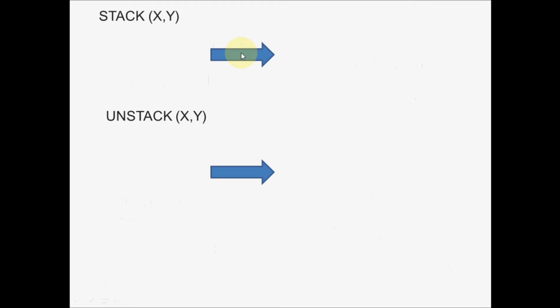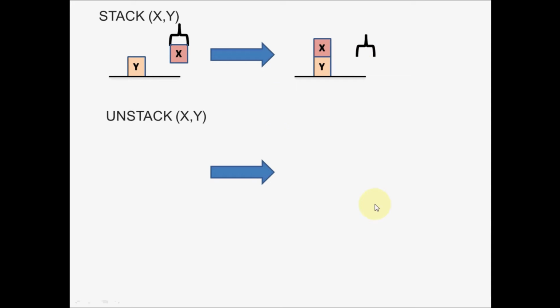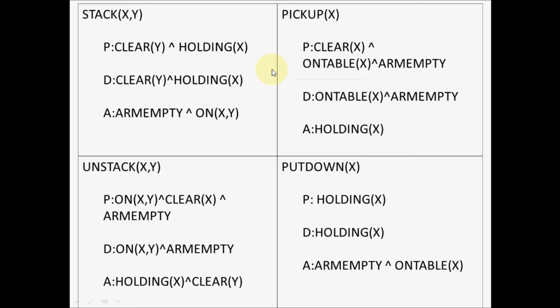Now once the action of stacking is taken, what are the effects of the action? The post conditions or effects of this particular action are that the robotic arm is empty and block x is now present on block y. So the add list contains the effect of the action: arm is empty and block x is on y. So P means the precondition list, and A is the effect or the post condition.